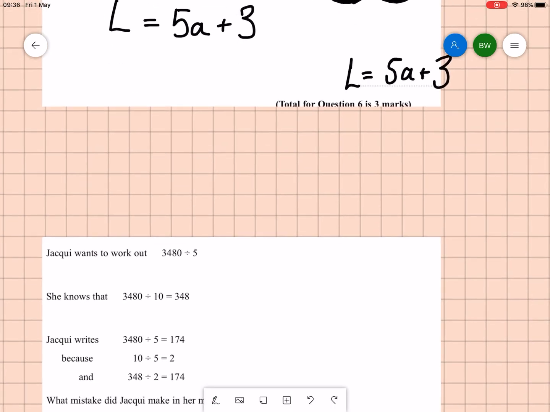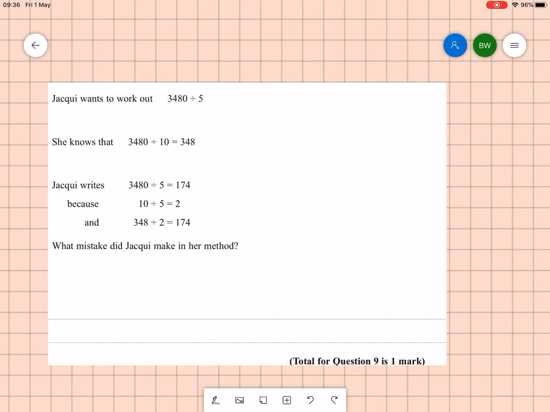Okay, question 3. So pause the video and give this one a go. Jackie wants to work out 3,480 divided by 5. She knows that 3,480 divided by 10 is 348. She writes 3,480 divided by 5 is 174 because 10 divided by 5 is 2 and 348 divided by 2 is 174. What mistake did Jackie make in her method?